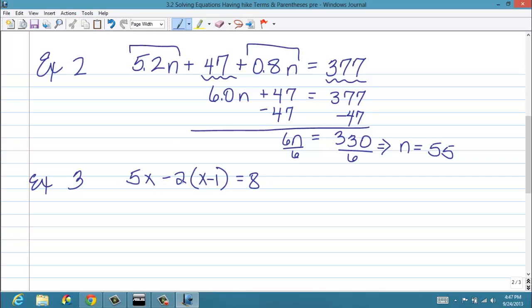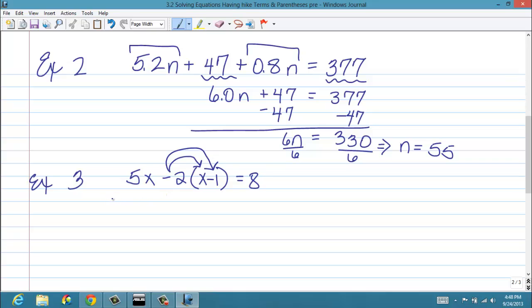Let's go on to our third example here. I see that this negative 2 is being multiplied times this quantity. I know it's being multiplied because there's no other symbol in between. So first thing that I need to do is to use the distributive property. So I'm going to distribute negative 2 here and there.